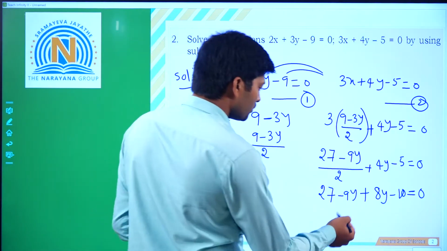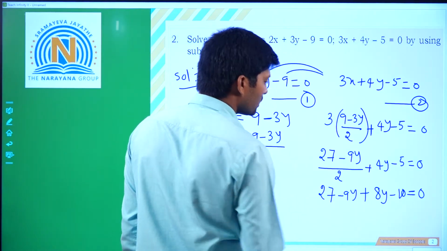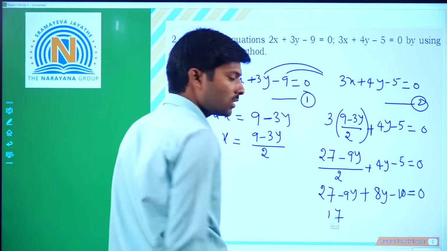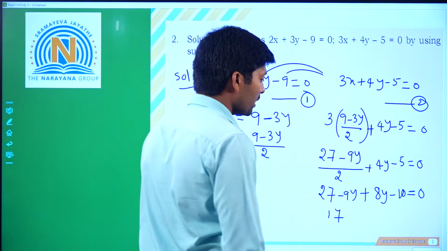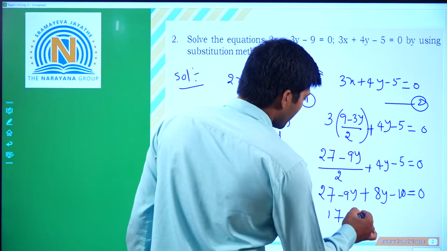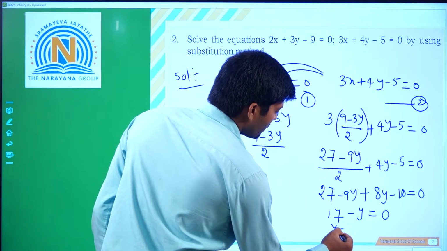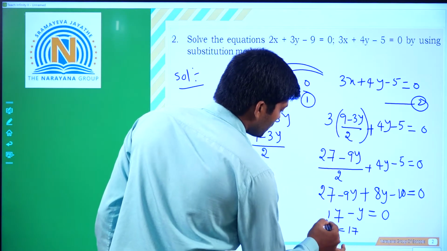Now, simplify this. Here it is 27 minus 10, which will become 17, minus 9y plus 8y will become minus y is equal to 0. So, from this, what is the value of y? y is equal to 17.